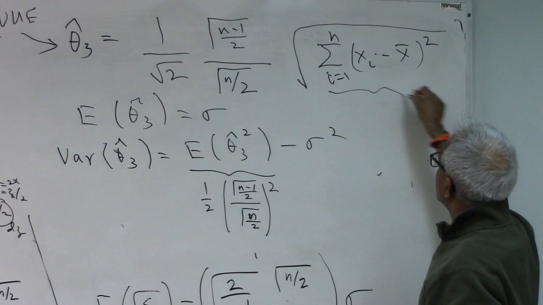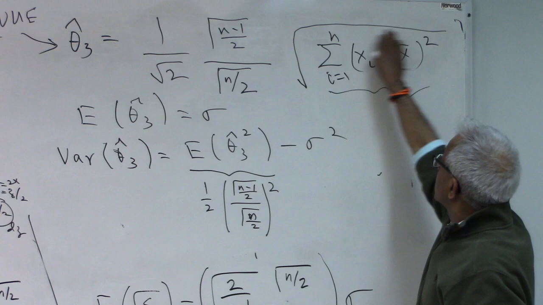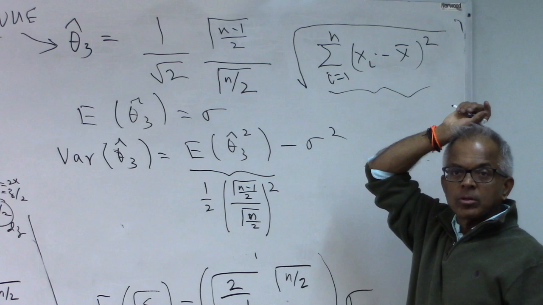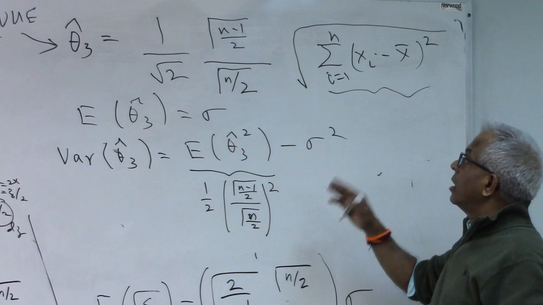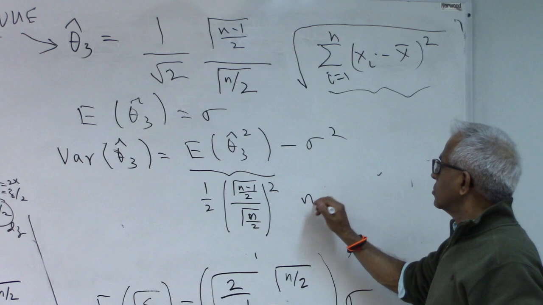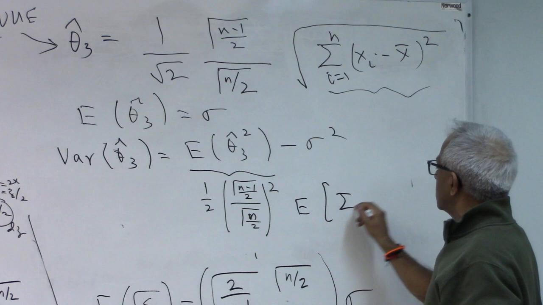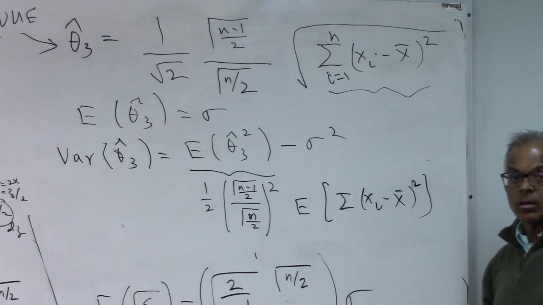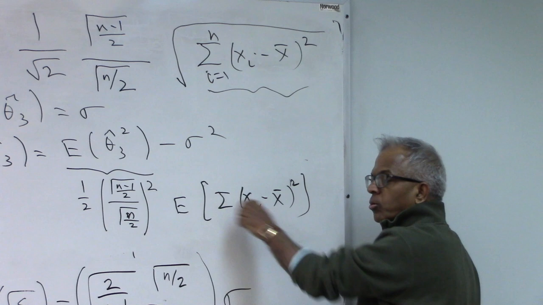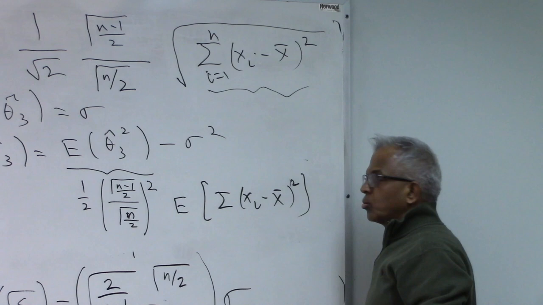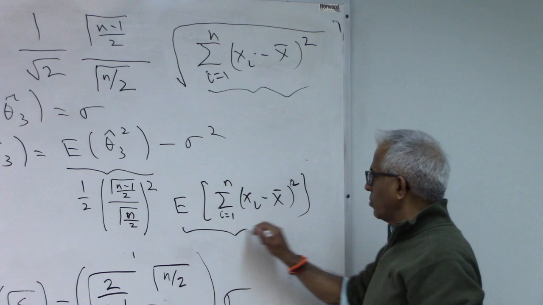What's the expected value of this? Anybody? The quantity inside? Remember, this whole thing is a chi-squared with n minus 1 degrees of freedom. So that's going to be sigma squared times n minus 1, isn't it? Because you have to divide by sigma to get that. So this is multiplied by the expected value of the sum of xi minus x bar, the whole squared. Right? Remember, this is your S squared with one more n minus 1. This quantity we showed earlier, divided by sigma, is chi-squared with n minus 1 degrees of freedom. So the expected value of this is, you can check, n minus 1 multiplied by sigma squared.